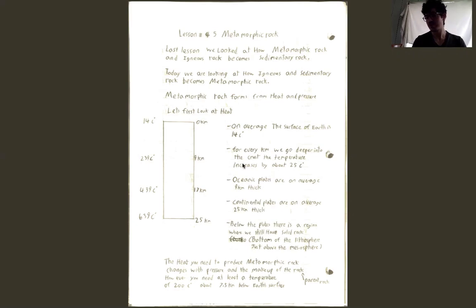Oceanic plates are a bit thinner, so they only go to about 9 kilometers, which means if you're on an oceanic plate near the bottom, the hottest you're going to get is about 240 degrees Celsius. Sometimes there's going to be spots that are a bit hotter. This is just kind of generally.